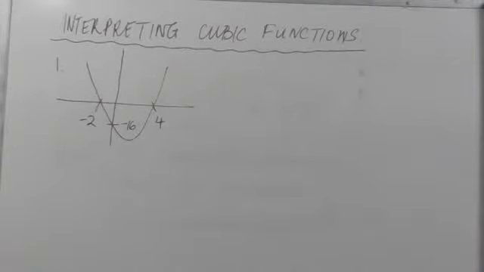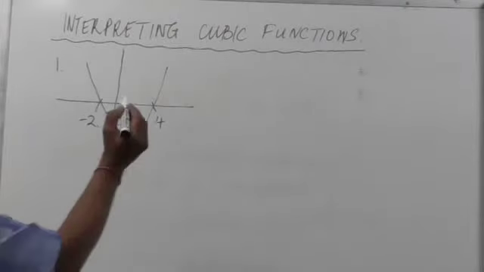Now we want to interpret cubic functions, but before we can start interpreting cubic functions, it's important to revise a little bit about the parabola. So if you look at this question here, you have x-intercept minus 2, y-intercept 4, x-intercept 4, x-intercept minus 2, y-intercept minus 16.